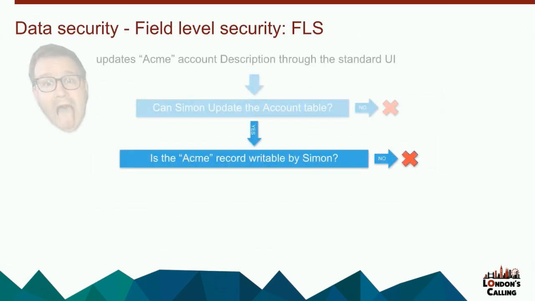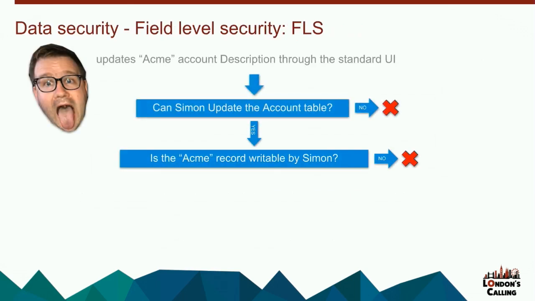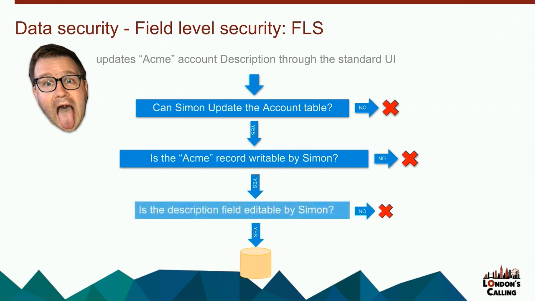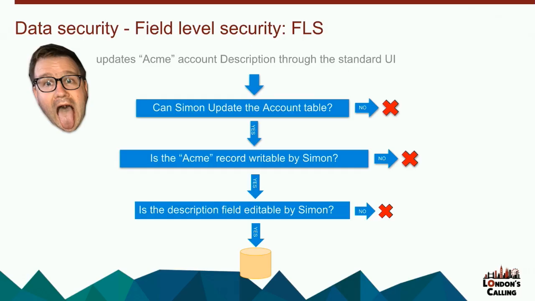What about continuing with our example, the next layer of security? The next layer of security is going to be FLS checks, or field level security. If we have surpassed the object level security layer, we have surpassed the record security layer, then Salesforce is going to check if the fields that we are trying to modify or read are readable or editable by a certain user. In our example, it's going to check if the description field is editable by Simon.